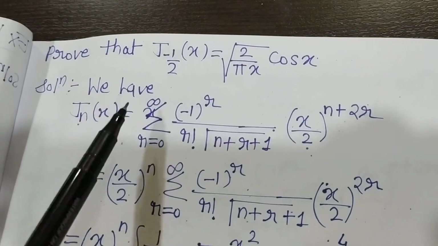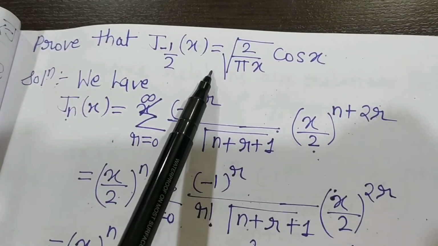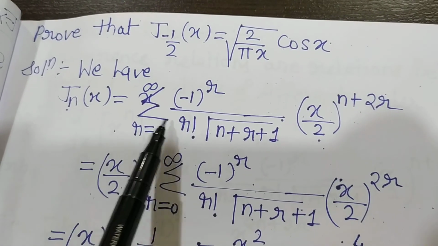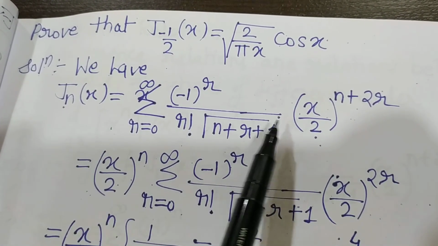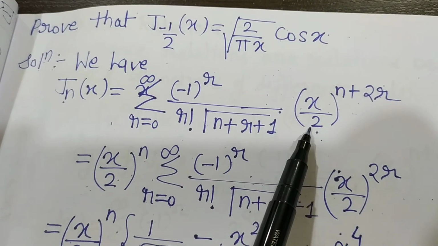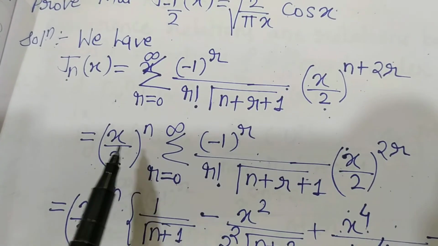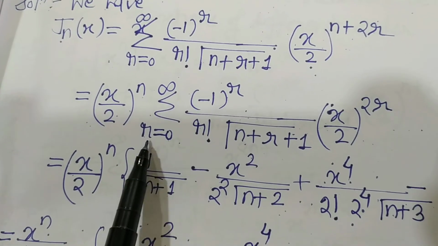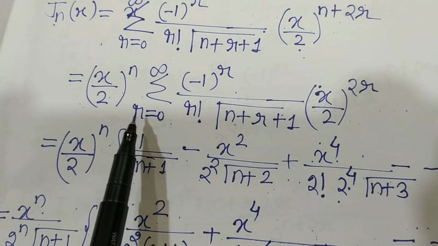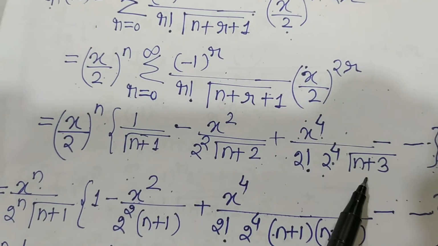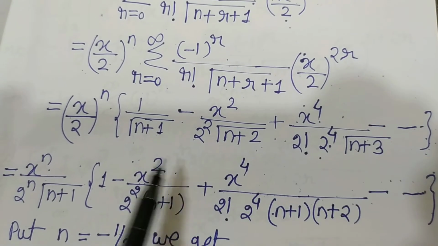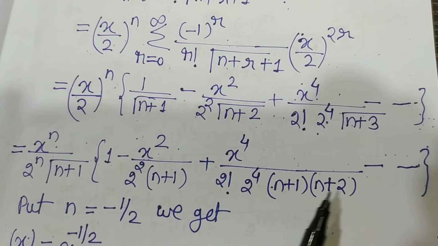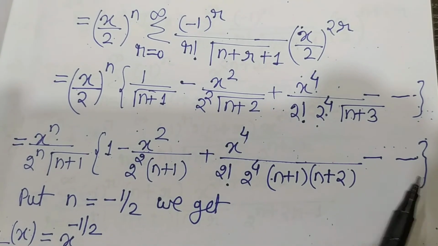Prove that J minus 1 by 2 of x is under root of 2 by pi x cos x. So start with the definition of Bessel's function. Again taking the constant term outside, that is x by 2 raised to n. Then put r equal to 0, 1, 2, 3, that is applying the sum. We get this as we did earlier. Now after this, writing gamma of n plus 2 as n plus 1 gamma of n plus 1, and so on, and simplifying.